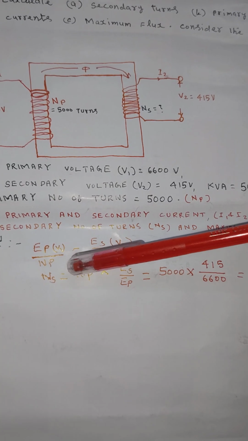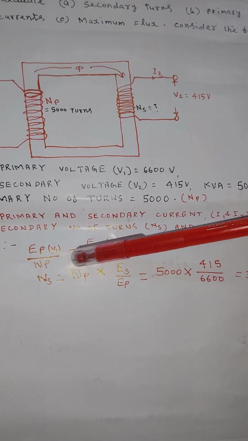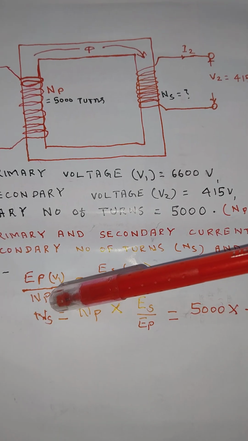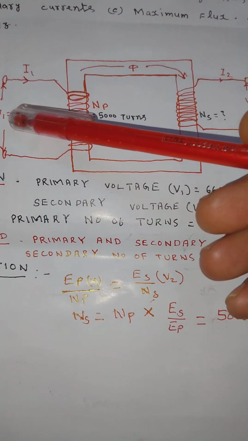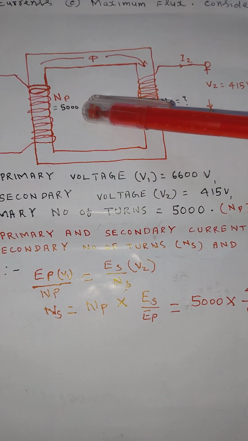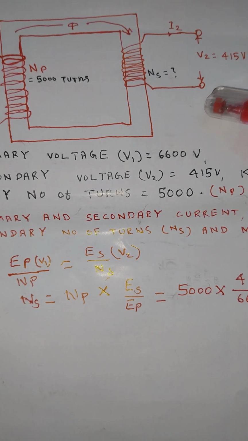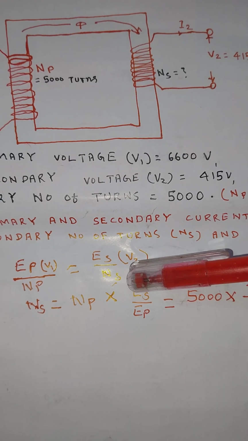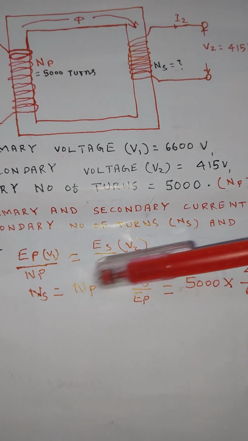Now, number of turns is proportional to voltage, so EP, that is V1, the primary voltage, divided by NP, number of primary turns, is equal to ES, V2, that is 415, divided by NS, that is to be calculated here. So EP by NP is equal to ES by NS.